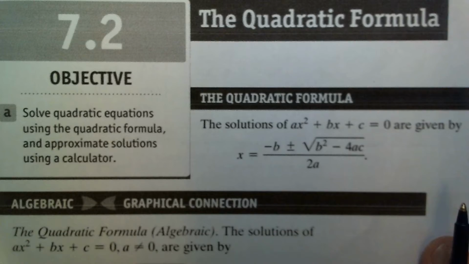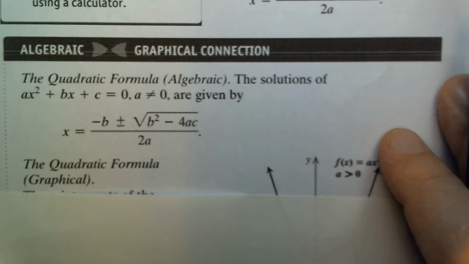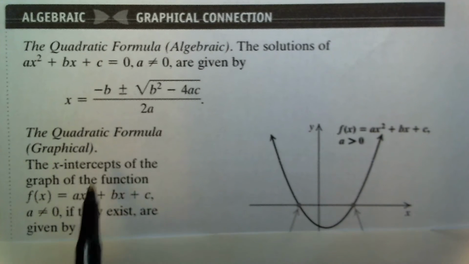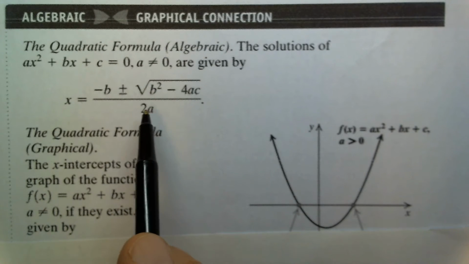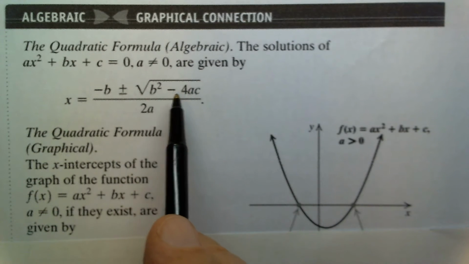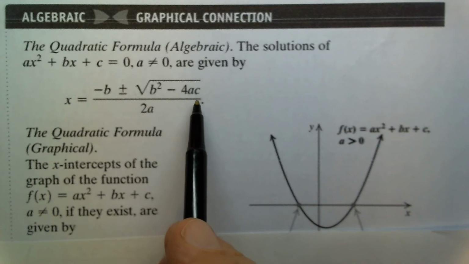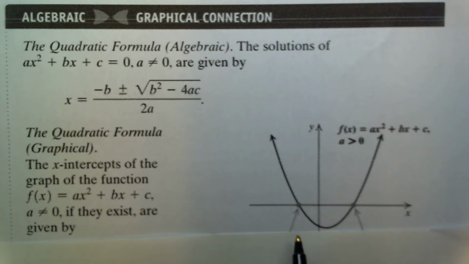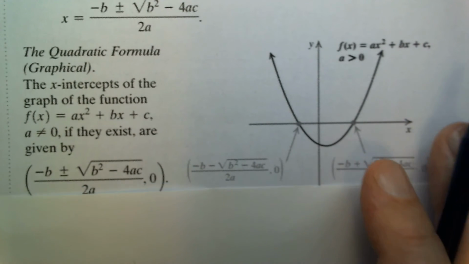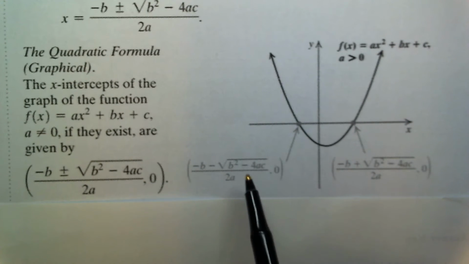So the algebraic graphical connection, kind of what we discussed before, is when we have the quadratic equation where a is not equal to 0, and the solutions given by x equals minus b plus or minus the square root of b squared minus 4ac, all divided by 2a. So we know that the solutions to the equations are the x-coordinates of the x-intercepts.